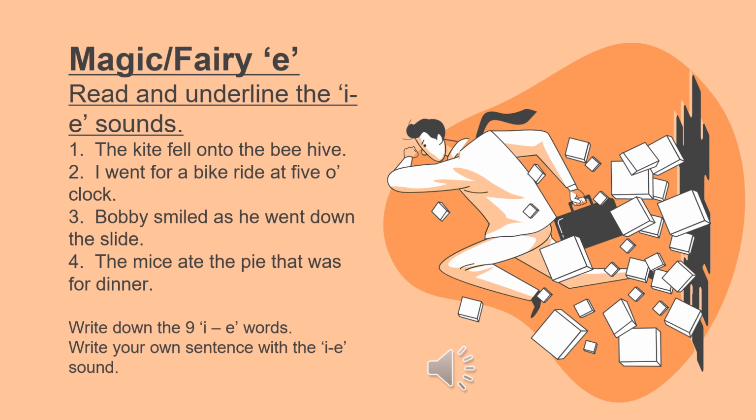Number 2, I went for a bike ride at 5 o'clock. How many words are there with the IE sound? That's right, there are 3 words. Number 3, Bobby smiled as he went down the slide. Do you know how many IE words there are in that sentence? Yes, there are 2 words. Number 4, the mice ate the pie that was for dinner.